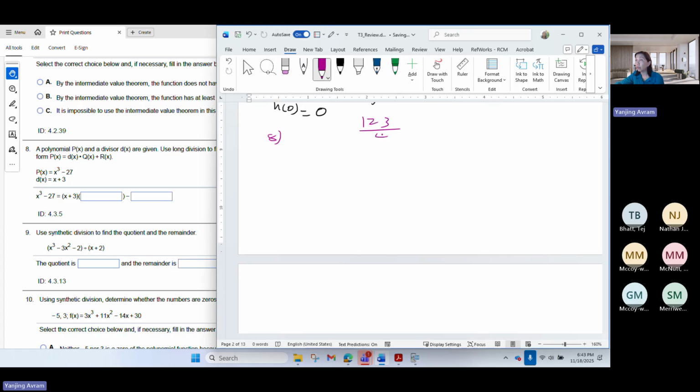Take 123 divided by 4. We have to use 12 divided by 4, which is 3. Actually, let me give it another number, 133. 133 divided by 4. I'm using 3. 3 times 4 is 12, right? Subtract, you get 1, and then you pull the 3 down.